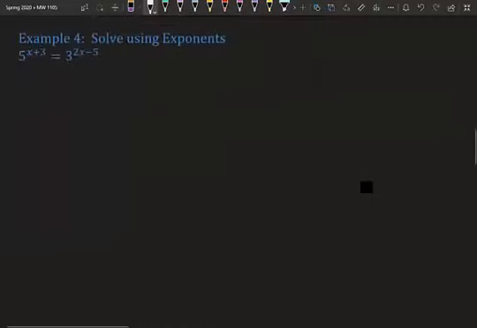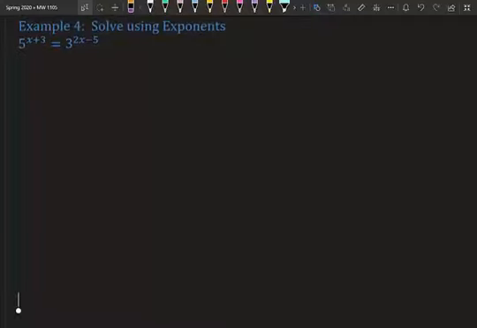All right, so we need to solve. And we can't really solve here because can I get the same bases? Can 5 and 3 ever be the same base? They can't. So I need to switch this to a logarithm. But how can I even switch this to a logarithm when there's multiple exponents? I make it a logarithm. So what we do is we add ln to the front of each of these.